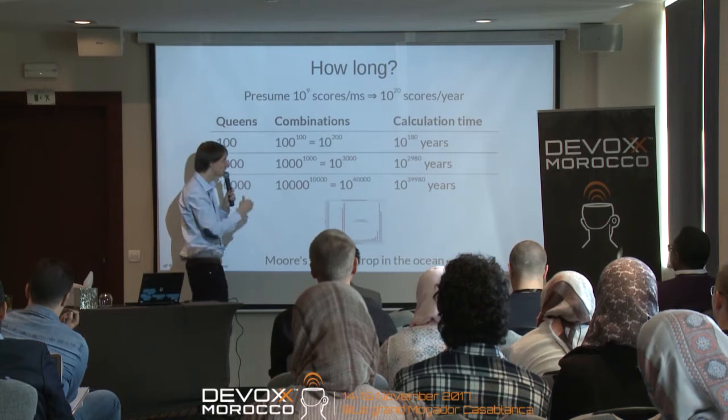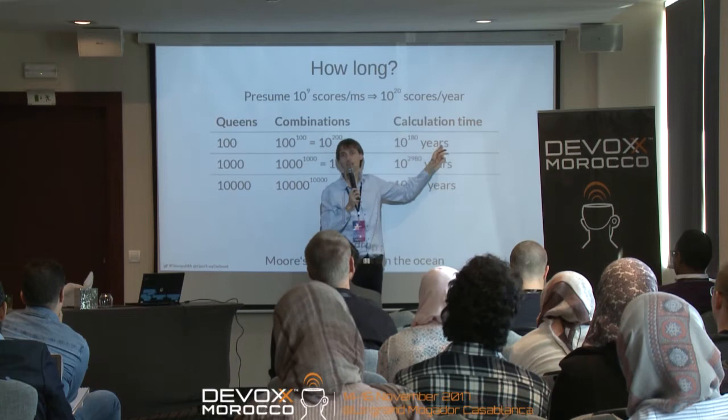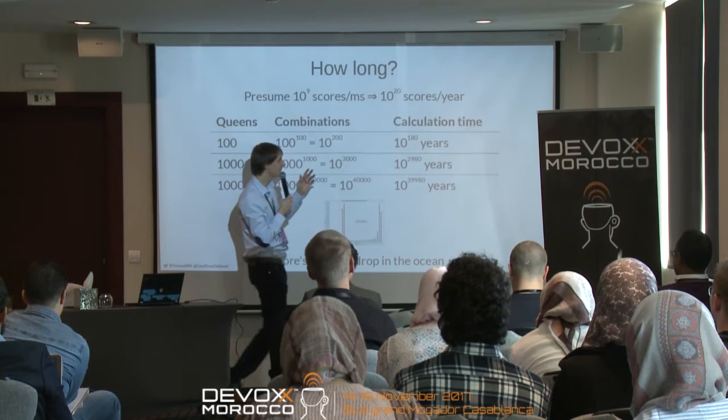Okay, let's suppose we can do that, right? So 100 queens will only take us 10 to the power 180 years. That's more than a googol years, for people who know that's 10 to the power 100. So brute force is not the way, right? I think that's clear by now.